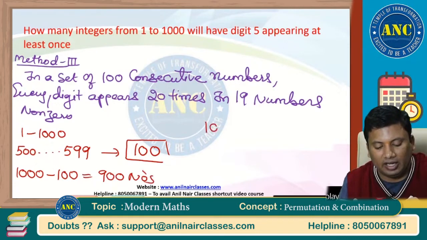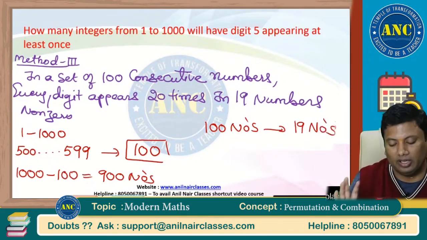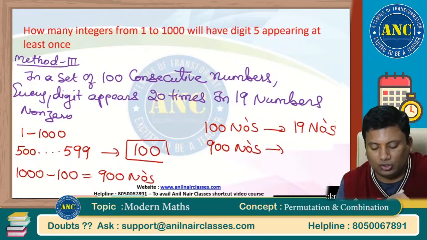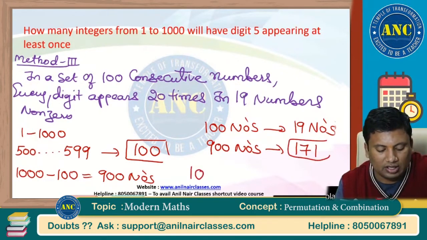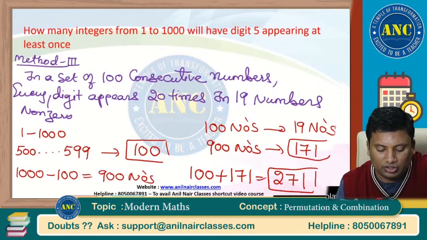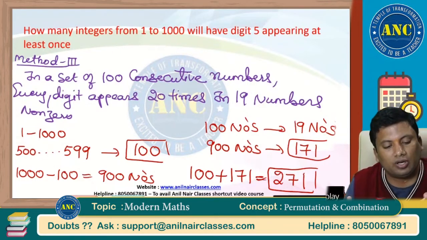In every 100 numbers, the digit will appear in 19 numbers. In the remaining 900 numbers, how many will it be? It is 19 into 9, so it is 171. So the answer is 100 plus 171, which is nothing but 271. You can use any logic to get the answer.